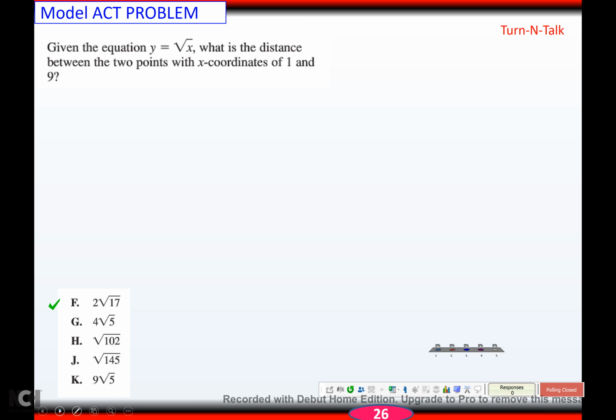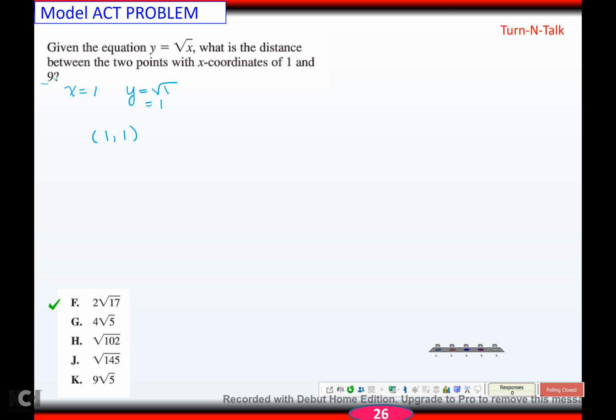And hopefully you got 2 square roots of 17. It says, given the equation y equals the square root of x, what is the distance between the 2 points with x coordinates of 1 and 9? Well, the first thing you have to do is get your ordered pair. If they give me x equals 1 and I plug that in, I get y equals the square root of 1, which is 1. So that ordered pair would be (1, 1).